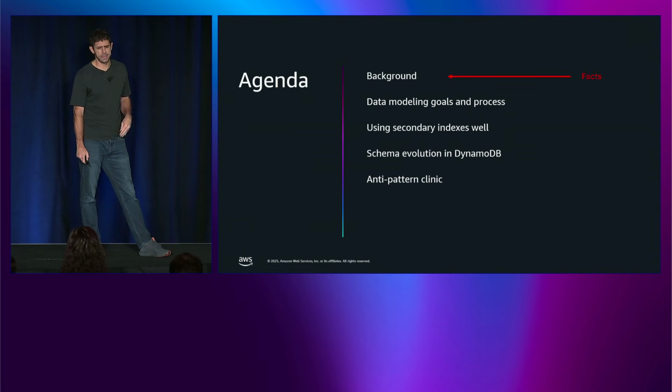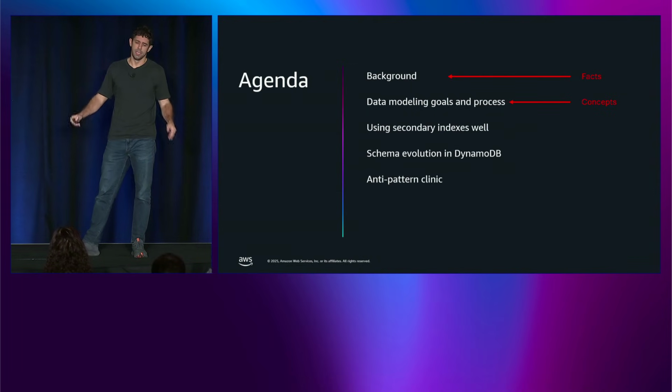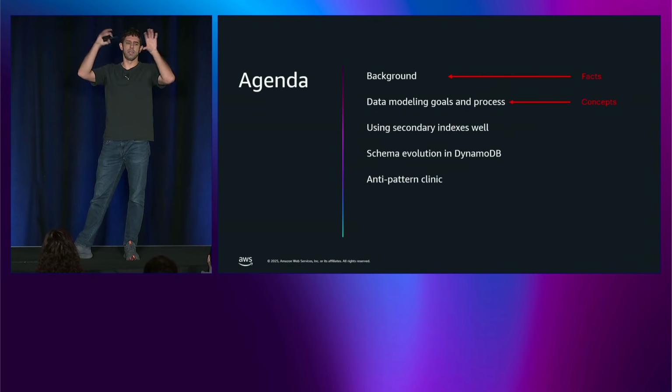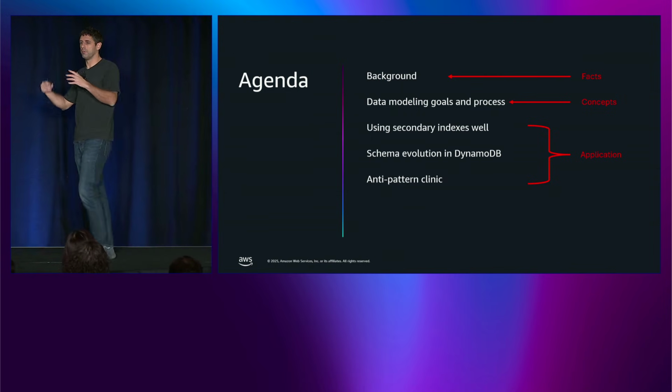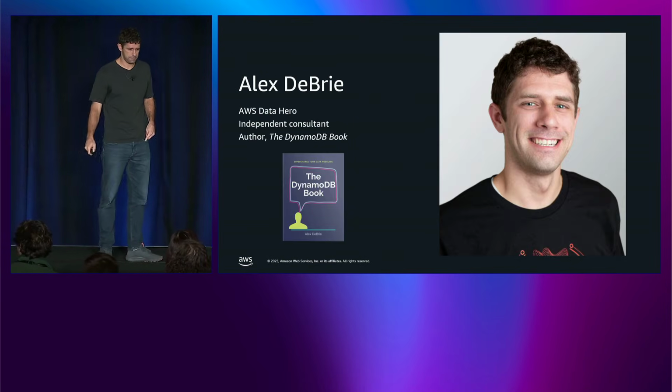And then just a quick anti-pattern clinic around some anti-patterns I see and what you can do instead. I like to think about it as, hey, we want to first set some baseline facts just so we're all on the same page. Maybe have some higher level concepts and things we should be keeping in mind as we're doing this modeling. And then some actual application where we're applying it to our data modeling.